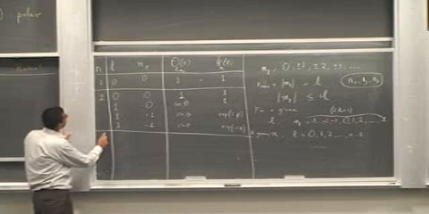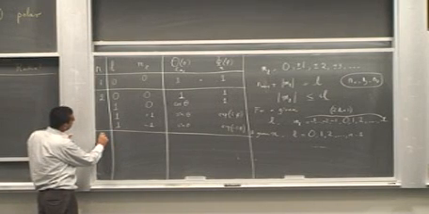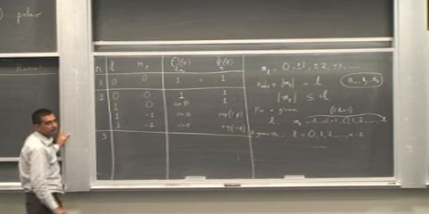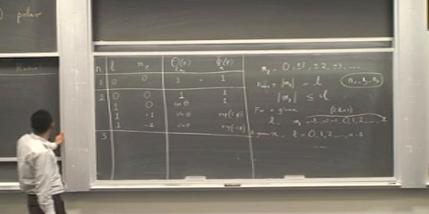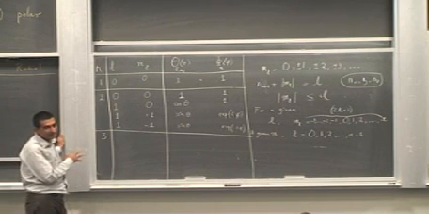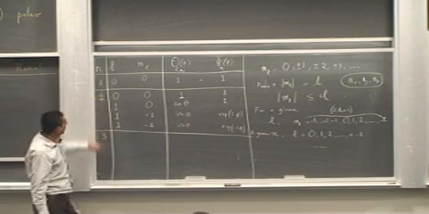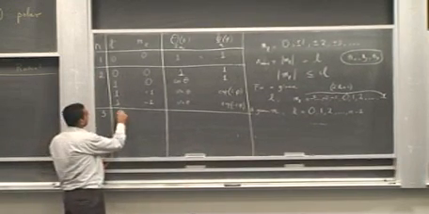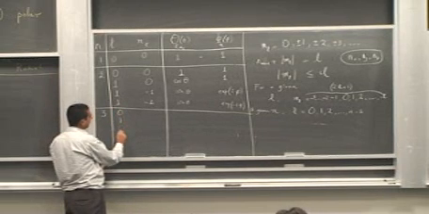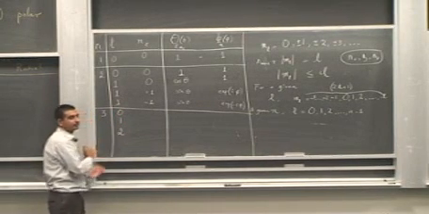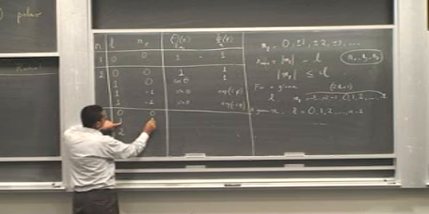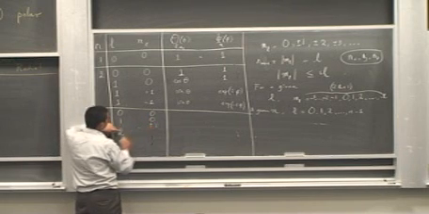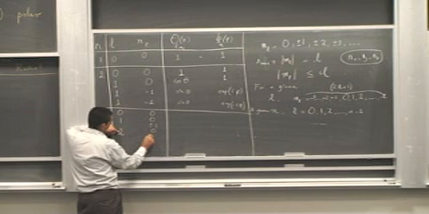Now what about n equals 3? From the relationship you get when you solve the radial part of the equation, for n equals 3, L can be 0, L can be 1, L can be 2. When L is 0, ML is 0. When L is 1, ML can be 0 or plus minus 1. When L is 2, ML can be 0, plus minus 1, plus minus 2.